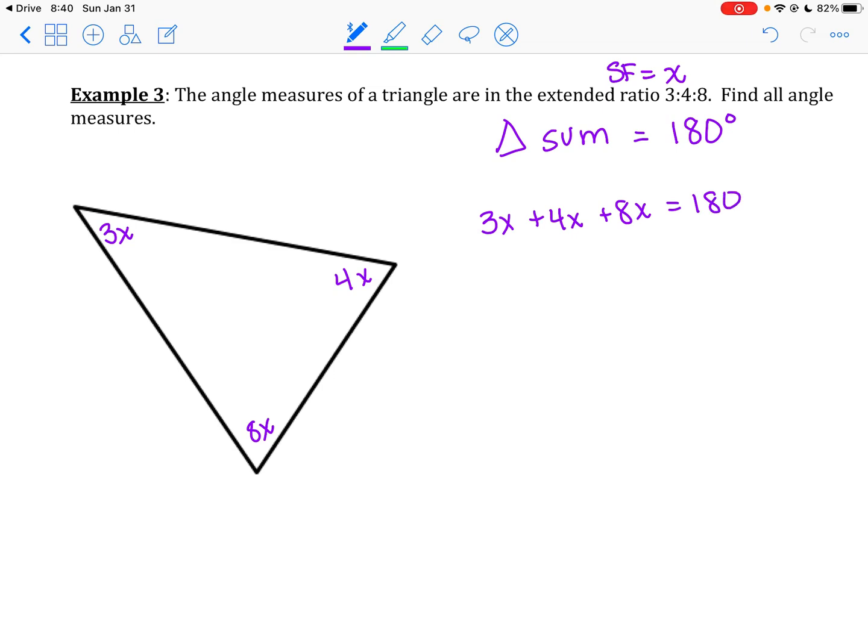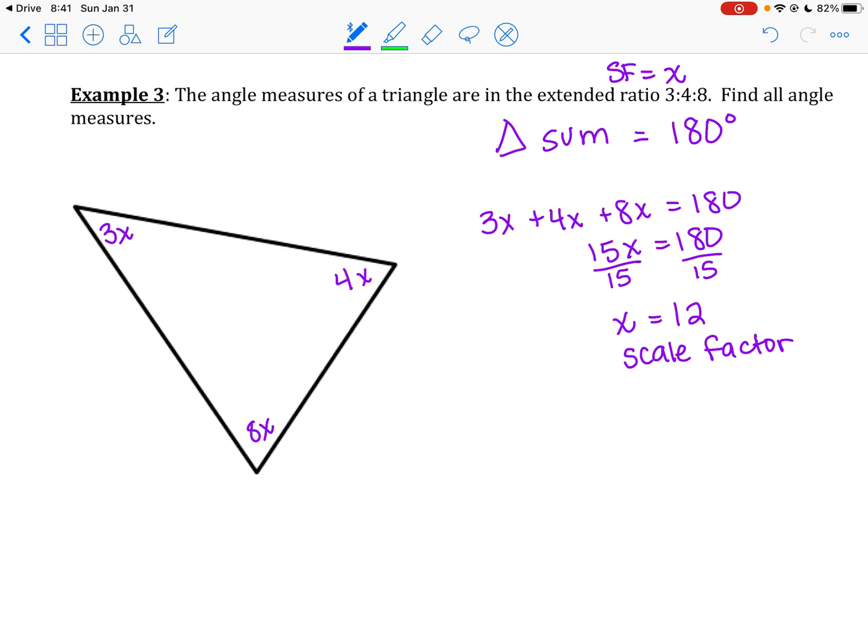So 3 plus 4 is 7, and then 7 plus 8 is 15. So 15x equals 180. If I divide by 15, that's going to help me find that scale factor. So x equals 180 divided by 15, which is 12. So this tells me the scale factor. 12 is the scale factor.